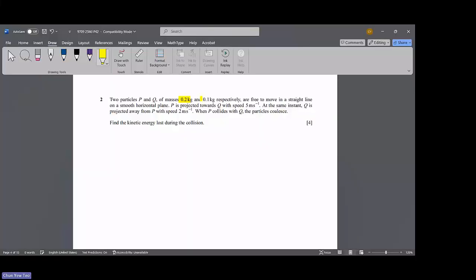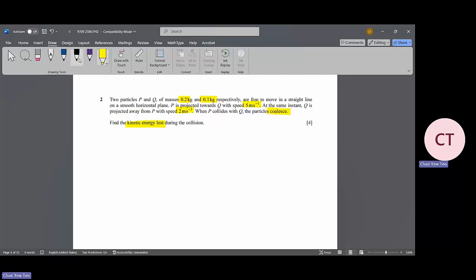Particles of mass 0.2 kg and 0.1 kg respectively are free to move in a straight line on a smooth horizontal plane. P is projected towards Q with a speed of 5 meters per second. At the same instant, Q is projected away from P with a speed of 2 meters per second. When P collides with Q, the particles coalesce. Find the KE loss during the collision.